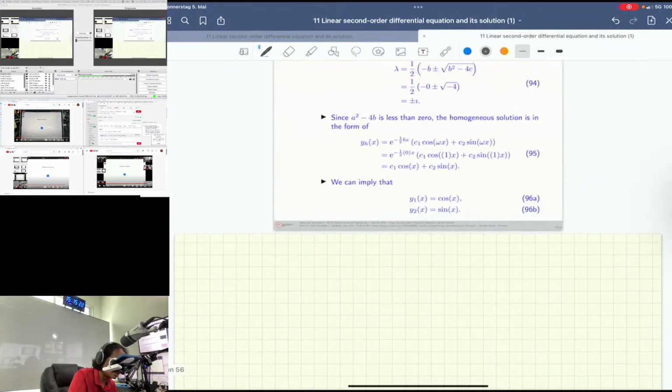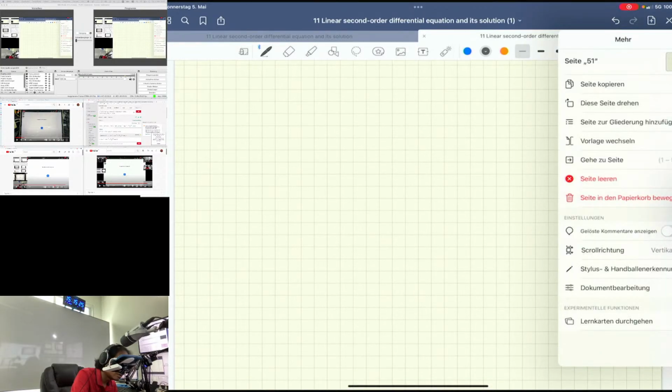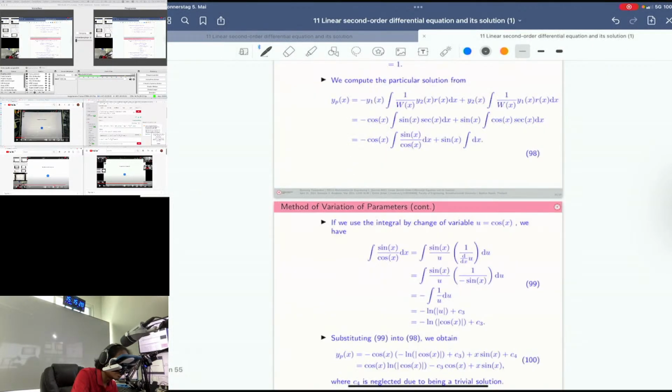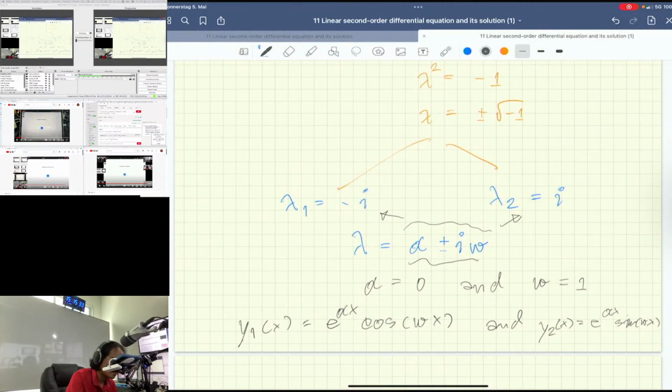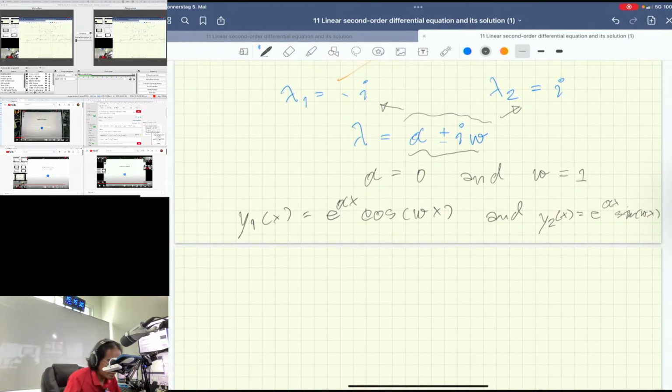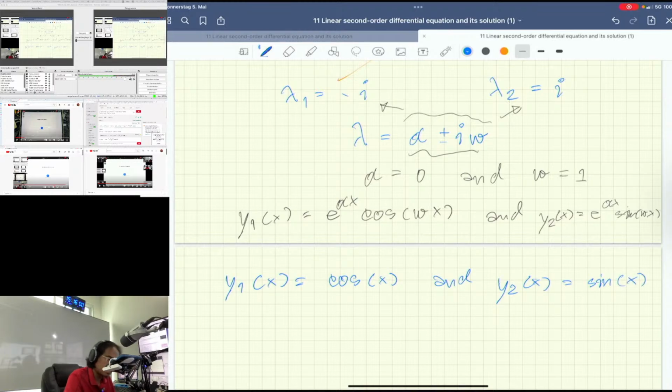All right, something like this. And as you know, your alpha is 0 and omega is 1, right? So you will get y1(x) equal to cosine x only, and your y2(x) will be sine x. All right, like that.